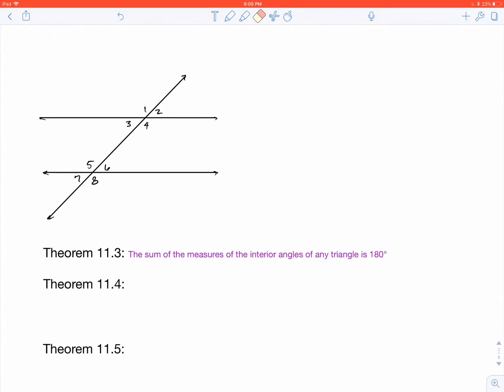Theorem 11.3 says that the sum of the measures of the interior angles of any triangle is 180 degrees. I'll leave that one as is, and I'd like to talk about that one a little bit more in class.